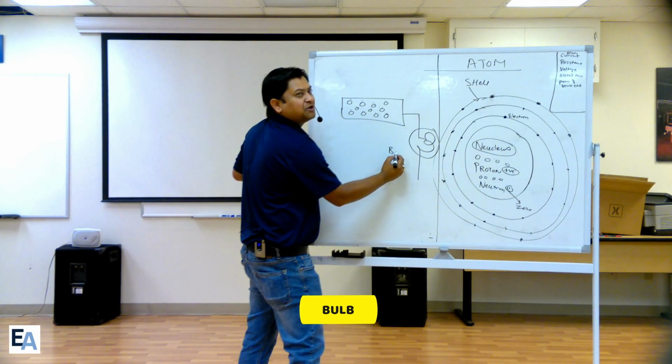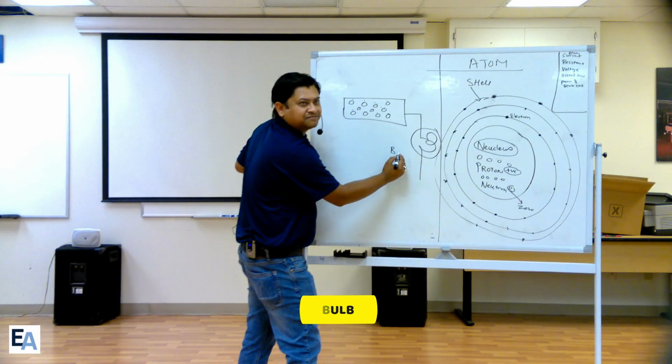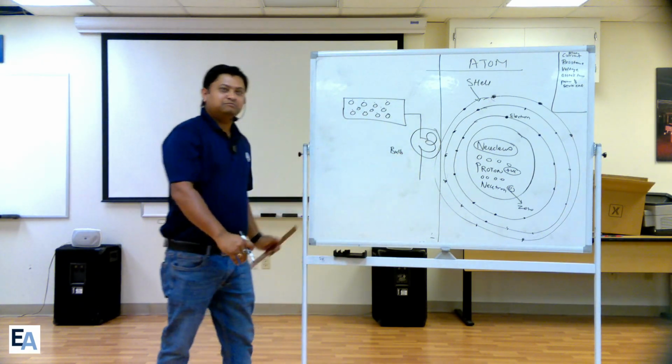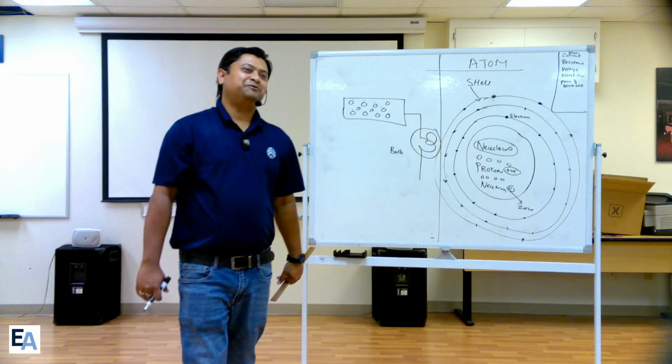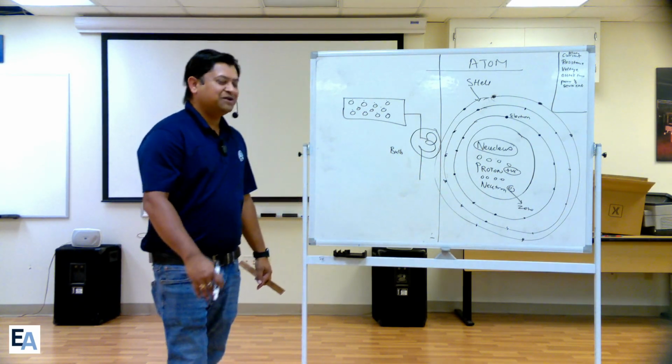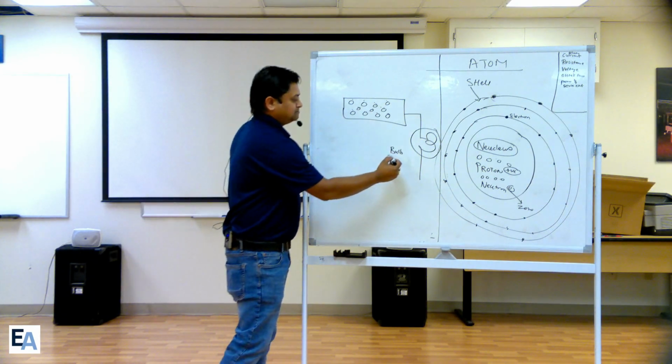How do you say it? Bulb? Pronounce it for me, guys. Bulb. Okay. Sorry for my accent. It's a bulb.